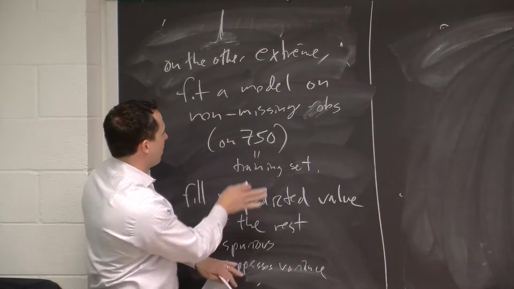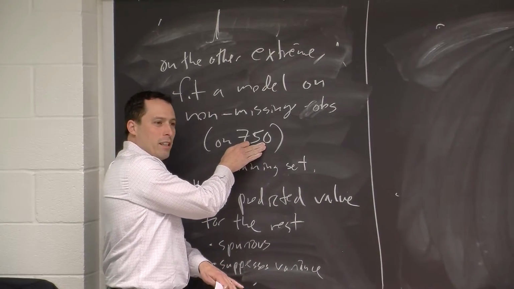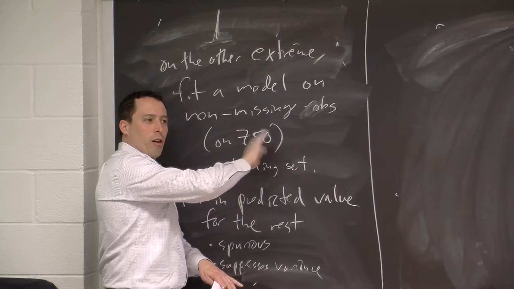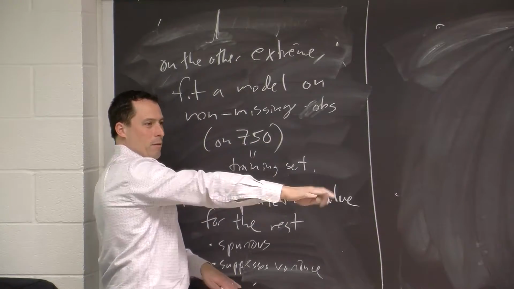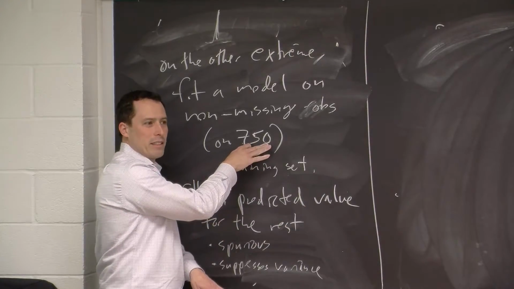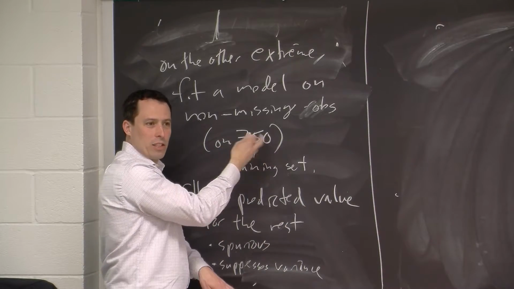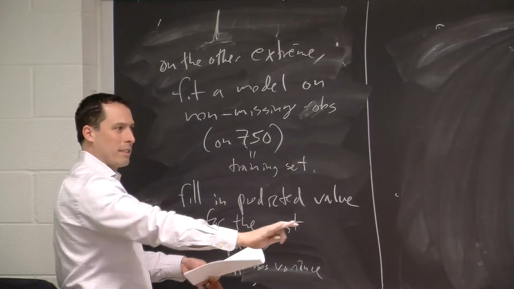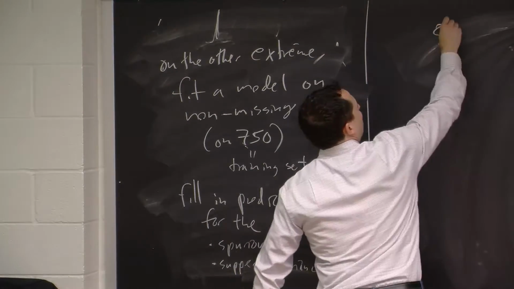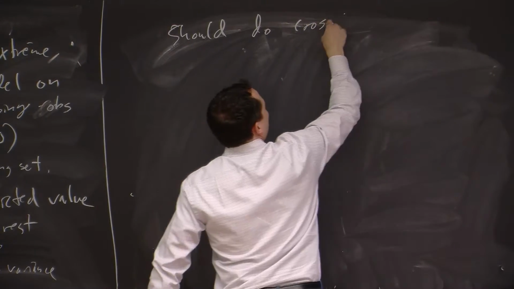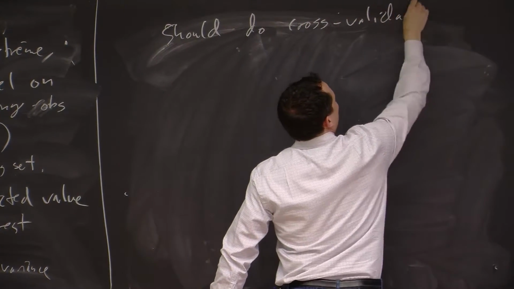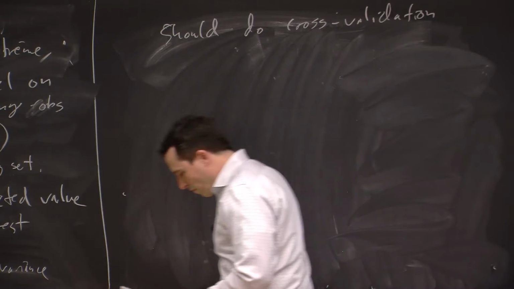In other words, he's saying, just look at the 750, pretend that you don't know, randomly pick a subset, make them missing, and then do the same analysis here and see how good it is. See if it's close to what you get. That's a great test, right? So I may even write, should do cross-validation if you're going to do that.